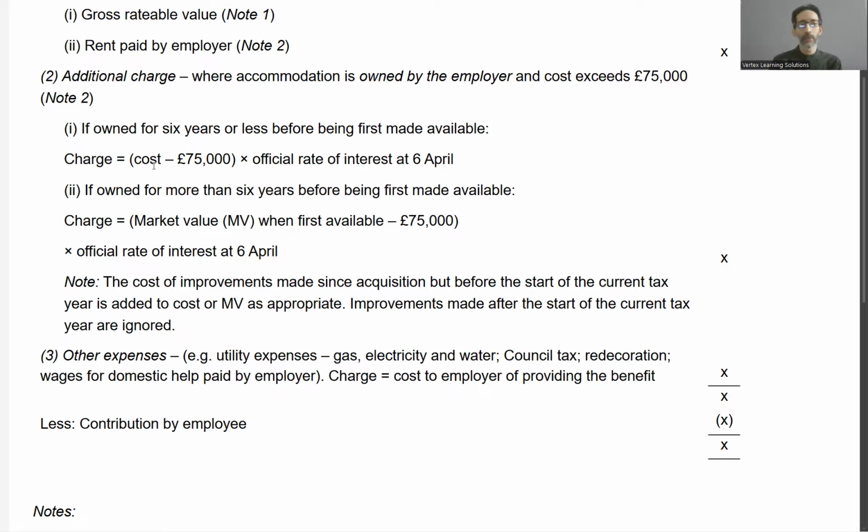But if the accommodation, for example, cost 100,000, then we take away the 75,000 from the cost, and whatever is the value, we multiply that by the official rate of interest. The official rate of interest will be provided to you in the exam. So we simply take the difference of the cost of the accommodation and the 75,000. Whatever is the excess value will be multiplied by the official rate of interest.